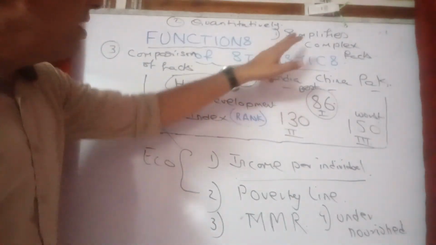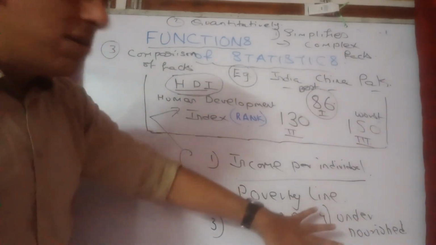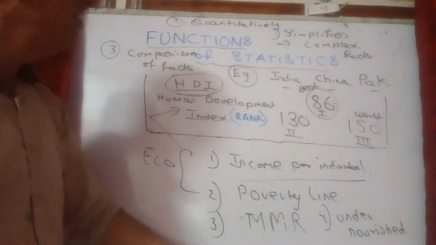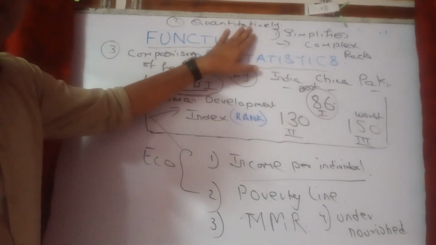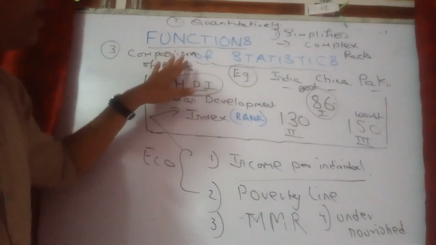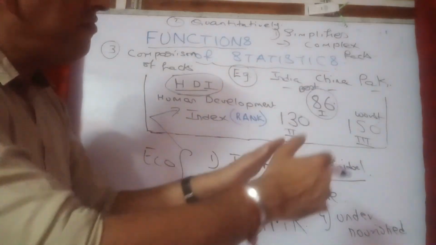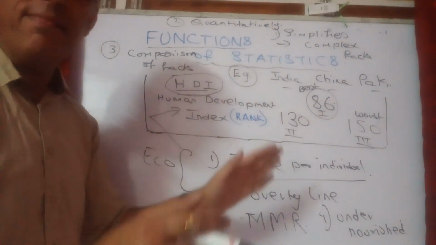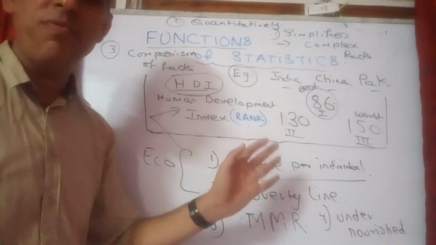Number one, it simplifies the complex data by presenting a host of information through one number. Second, students, it helps in presenting the information quantitatively. Third, it also makes comparison between different sets of variables, be it country or for that matter some other purposes. Three functions of statistics. I hope all of you got it right.